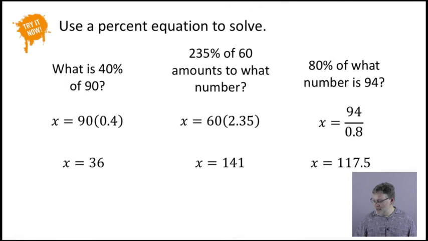235% of 60 amounts to what number? Again, we know the rate and the base. We're trying to find the portion, so those two numbers simply multiply together with the percent being described as a non-percent. 2.35 times 60 is 141. Lastly, 80% of what number is 94? It's clear that this time it's the base that we're trying to find, and so the base is found by taking the portion, 94, and dividing it by the rate of 0.8 to give us 117.5.